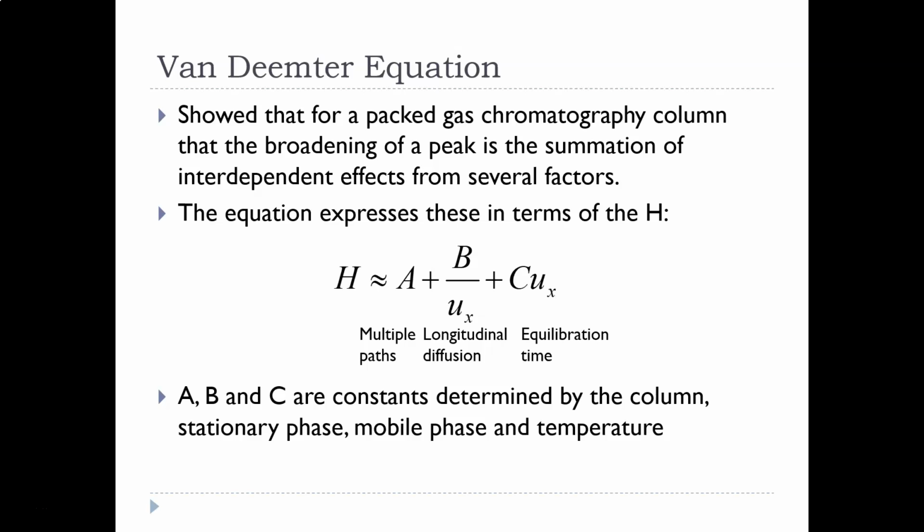The A, B, and C values are constants that are based on the column. It's not a constant that we see all the time. It's unique to the column, unique to the stationary phase and mobile phase being used by that column, and unique to the temperature. So the Van Deemter equation is looking at this broadening of peaks. These are the 3 reasons why peaks are broadened. You're not going to be actually calculating with the Van Deemter equation. I really wanted to show it to you so you understand: why do peaks get broader? Well, these are the 3 answers.